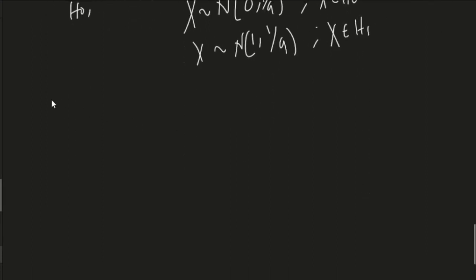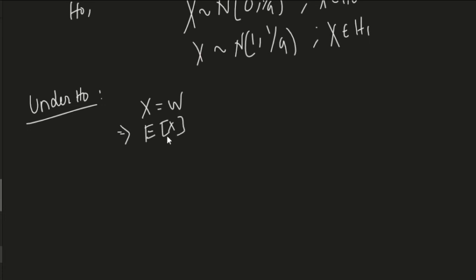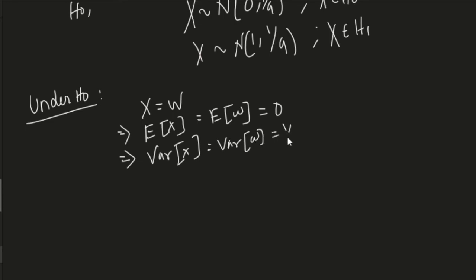Because under H0, X is W, therefore E of X is equal to E of W, and W is a standard normal variable with mean 0. So this is this, and also variance of X should just be variance of W, which is 1 by n. Therefore X also follows a normal distribution with mean 0 and variance 1 by n.